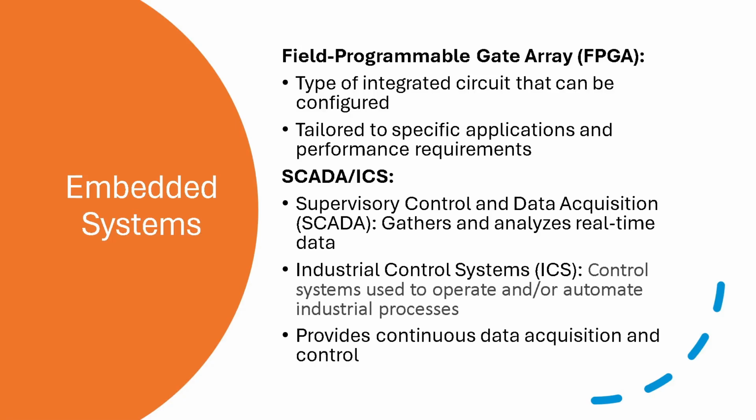SCADA and ICS. SCADA, or supervisory control and data acquisition, allows us to gather and analyze real-time data. ICS, or industrial control systems, allows us to control systems used to operate and or automate industrial processes. Both these tools provide continuous data acquisition and control.